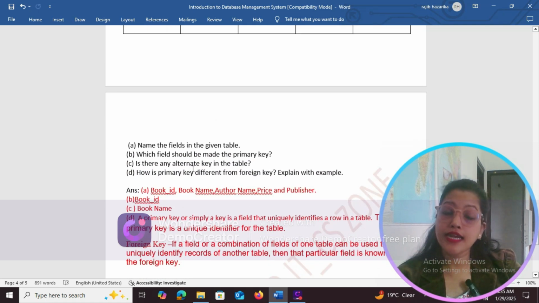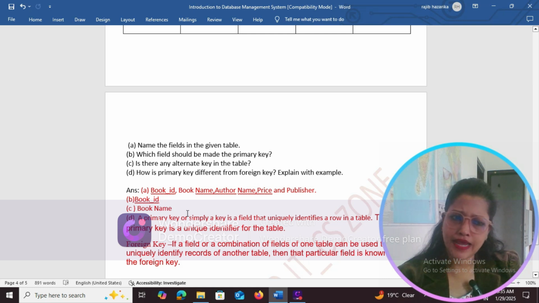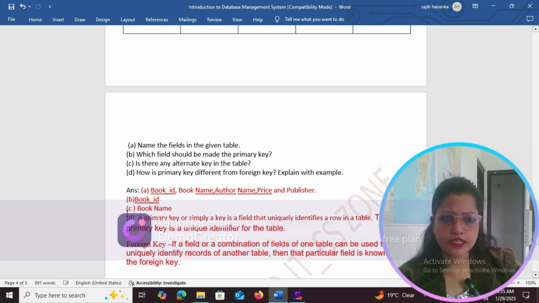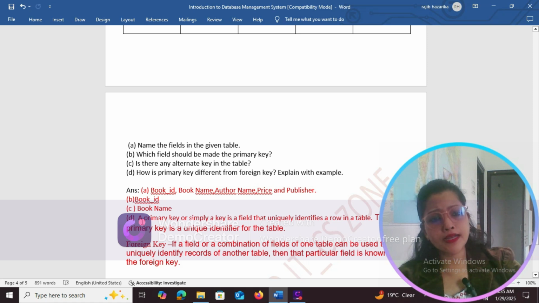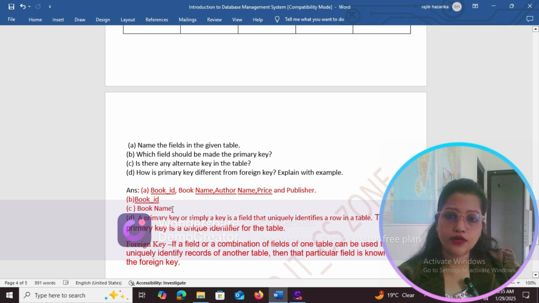Okay. Is there any alternate key in the table? Yes, we can set book name also as a key. If book ID is not present in that particular table, then in which field will we set the primary key? We will set it in the book name. So the alternate key can be book name.